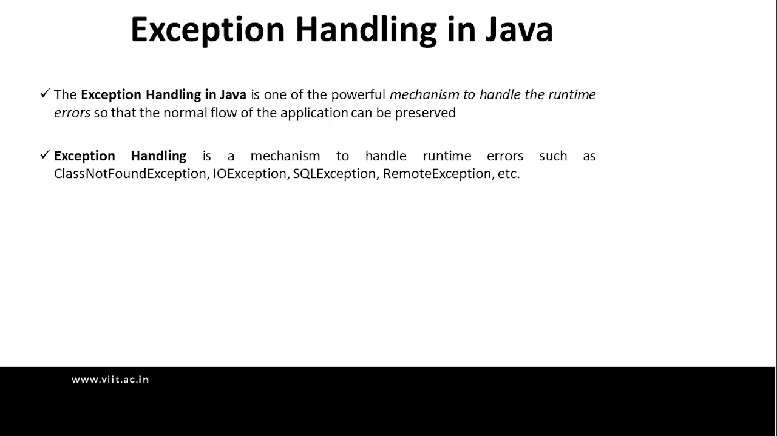How to handle exceptions in Java? This concept is called exception handling. The exception handling in Java is one of the powerful mechanisms to handle runtime errors so that the normal flow of the application can be preserved. Exception handling is a mechanism to handle runtime errors such as ClassNotFoundException, IOException, SQLException, RemoteException, etc.